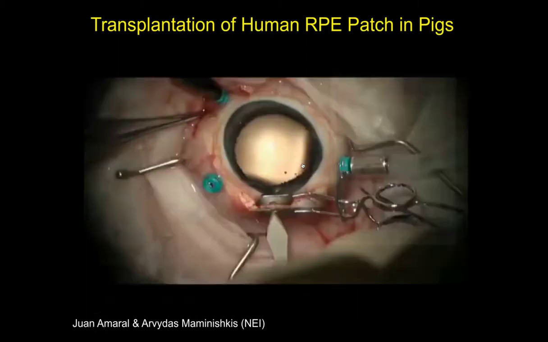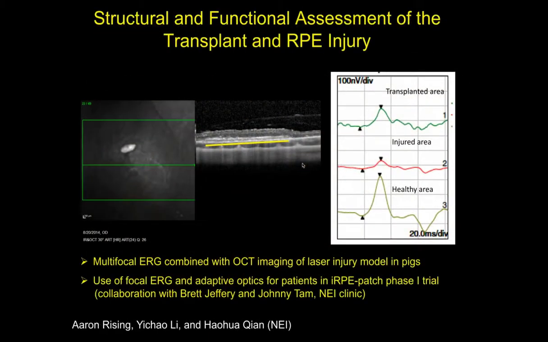The patch will be delivered under the retina, and the retina will be flattened on top of the patch, so it stays there, which we can confirm by a technique called OCT, optical coherence tomography, where we can see the back of the eye by reflectance coming from the back of the eye. Here by fast view, we see the patch, and by side view, this yellow line shows you where the RPE patch is, and you can see the retina is fairly healthy above the area of the patch.